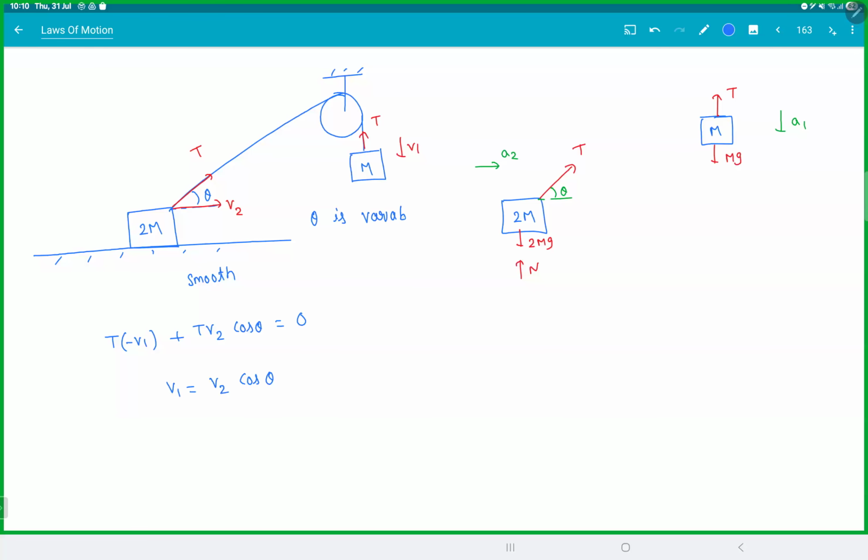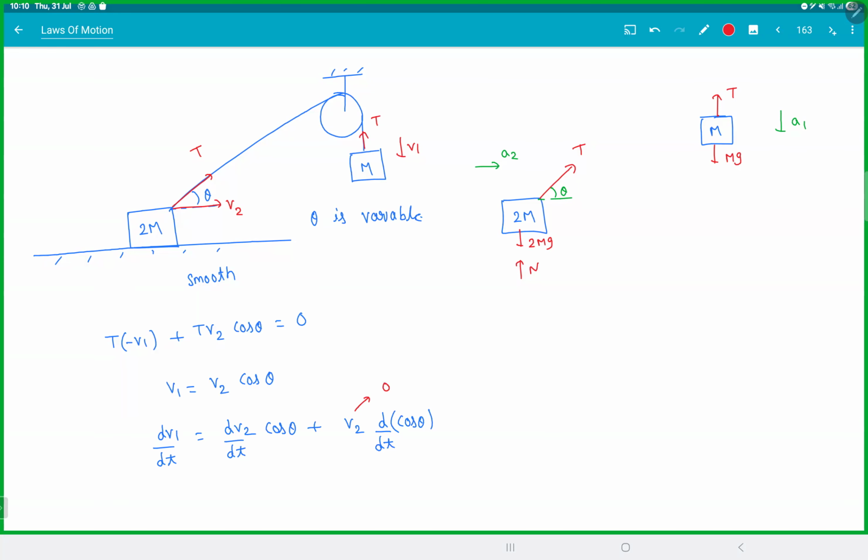We have done a question like this. Then what to do? Differentiate on both sides. dv1 by dt will be dv2 by dt cos theta plus v2 differential of cos theta. But luckily, you released it from rest. This is 0. You're getting it?